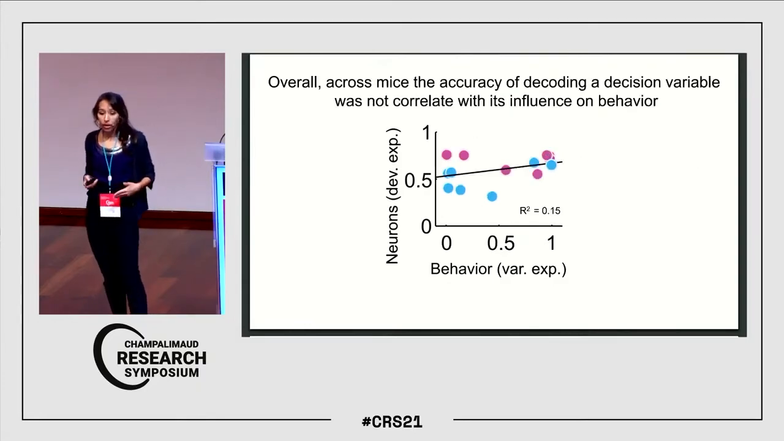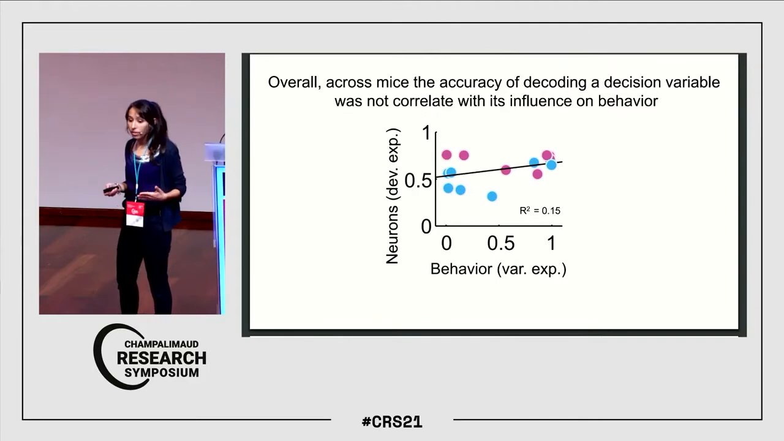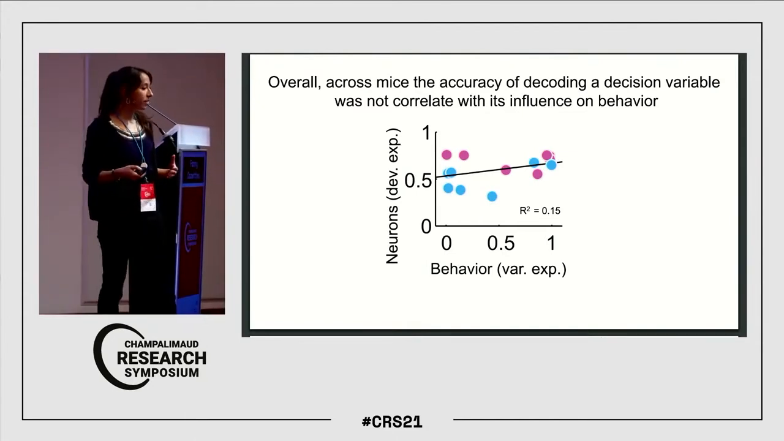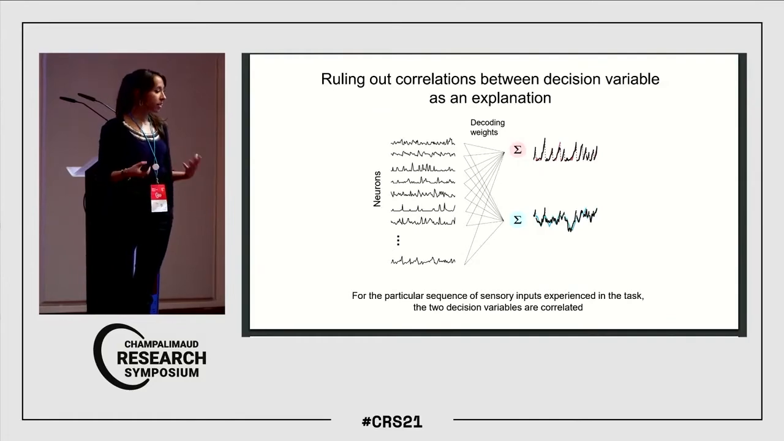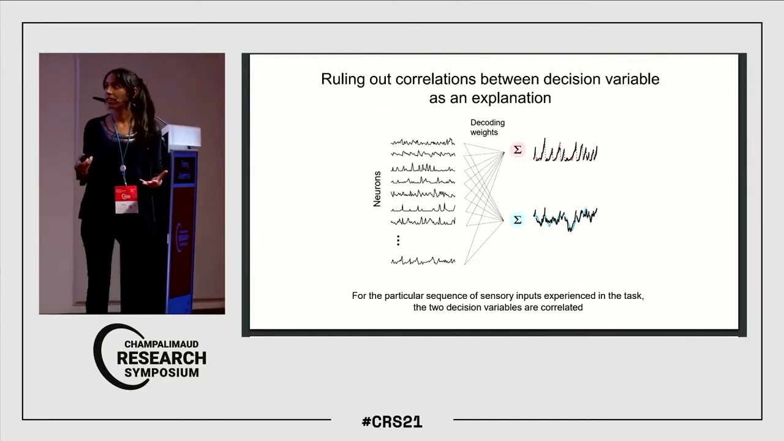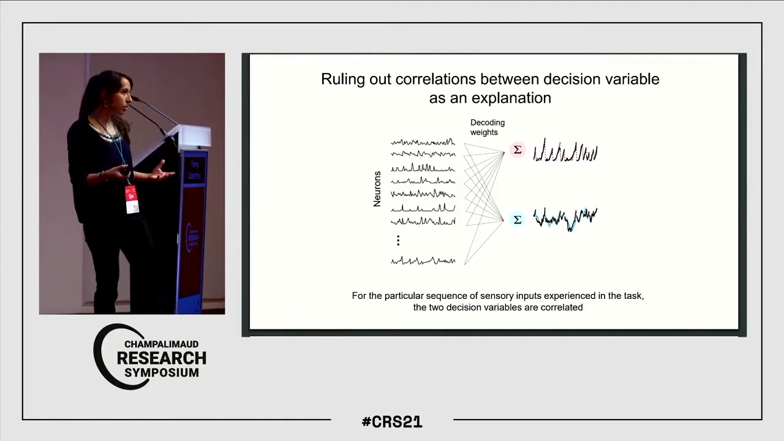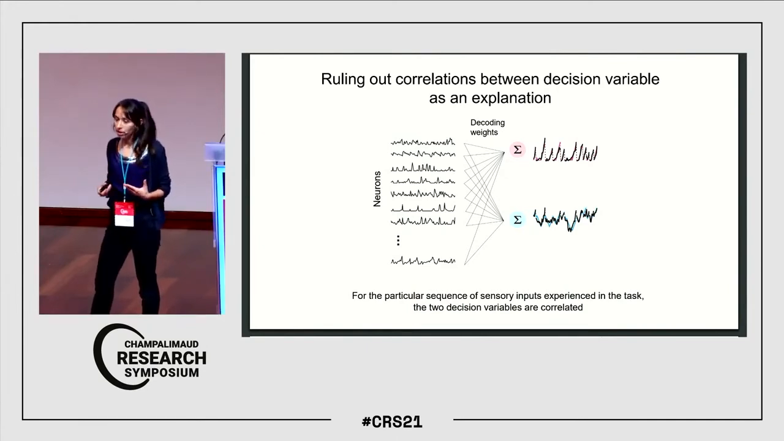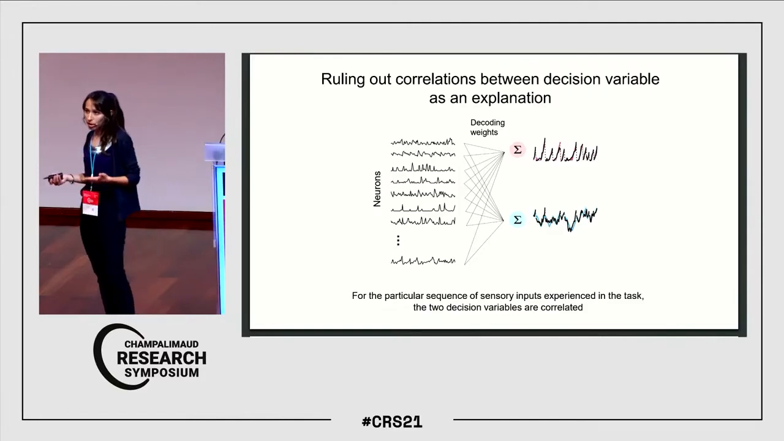So overall, across all the mice, the accuracy of the decoding of a given decision variable was not correlated with its influence on behavior. So to us, it was quite surprising. But to play the devil's advocate, you may have noticed that for this particular sequence of sensory input that the mouse experienced, these two decision variables can be somewhat similar or correlated. So it could be that we can decode one decision variable only by virtue of its correlation with the one that is actually executed by the mouse.